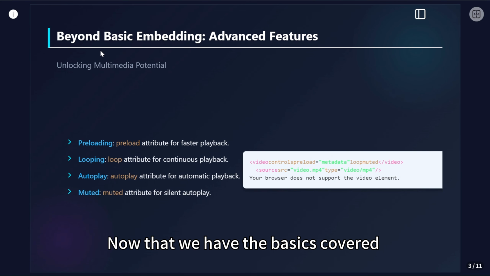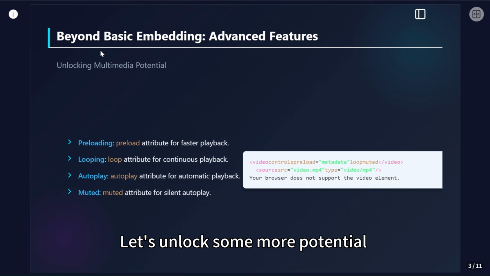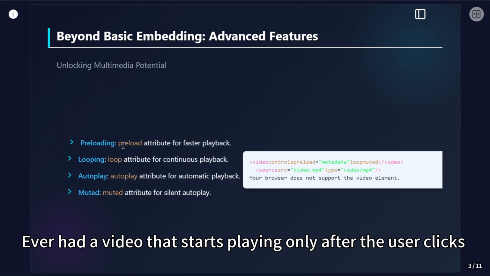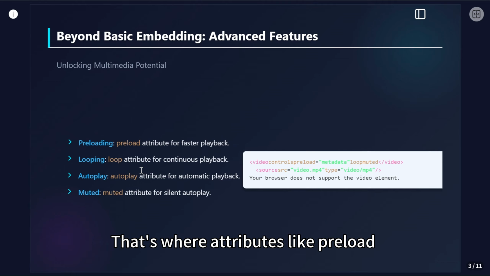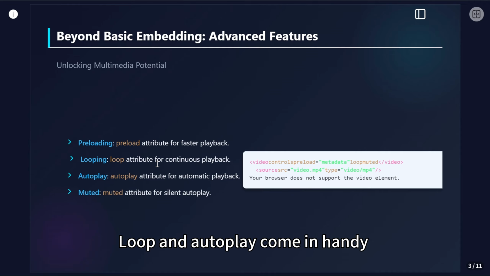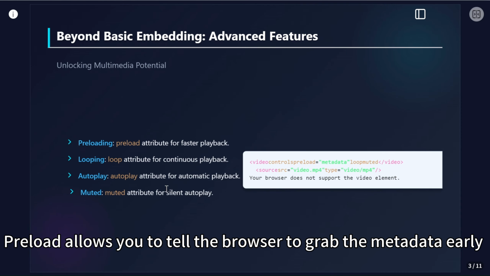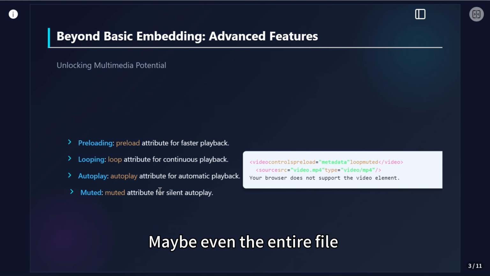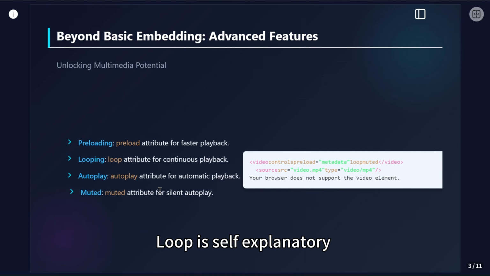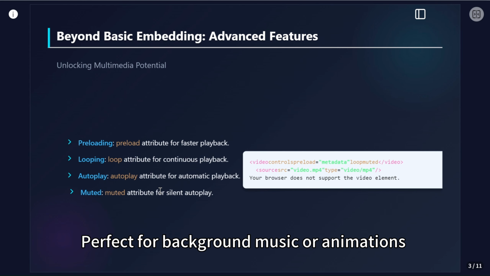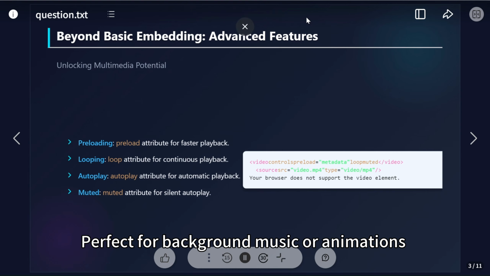Now that we have the basics covered, let's unlock some more potential. Ever had a video that starts playing only after the user clicks, or one that just keeps looping? That's where attributes like preload, loop, and autoplay come in handy. Preload allows you to tell the browser to grab the metadata early, maybe even the entire file, so playback starts almost instantly. Loop is self-explanatory, perfect for background music or animations.